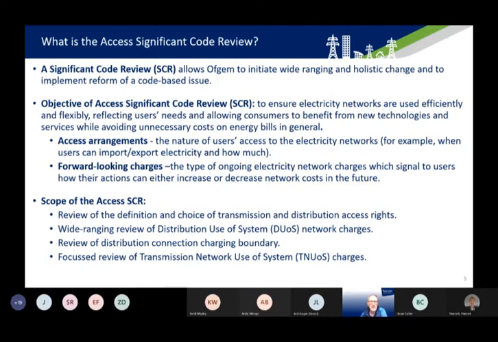The main bit for most people will be the connections boundary, and we'll probably spend most time on that. But there are some of the access rights that they're consulting on as well that will have some relevance for a lot of you.